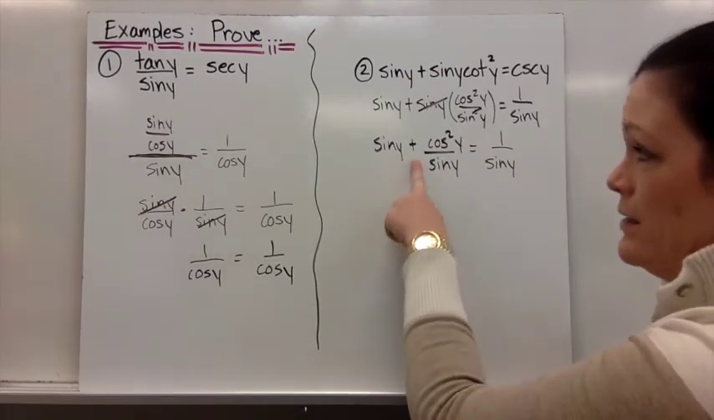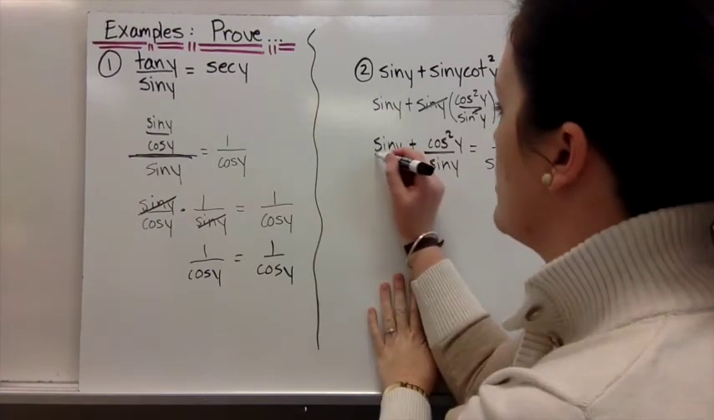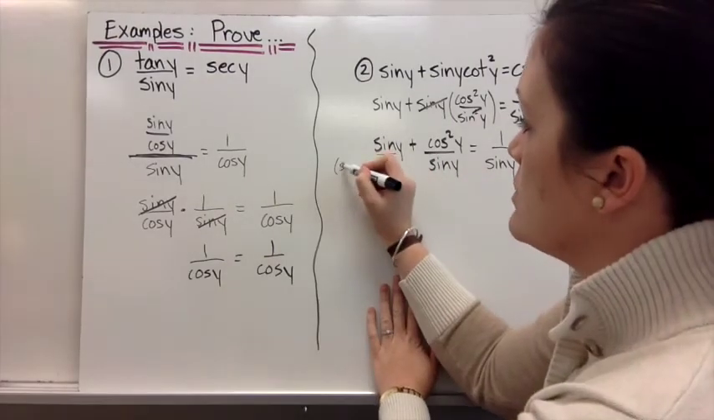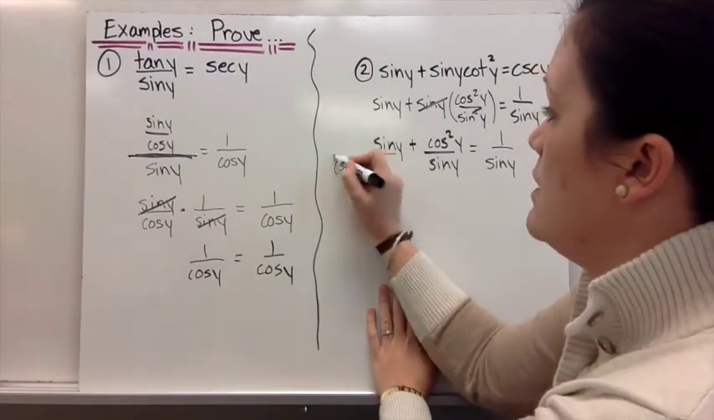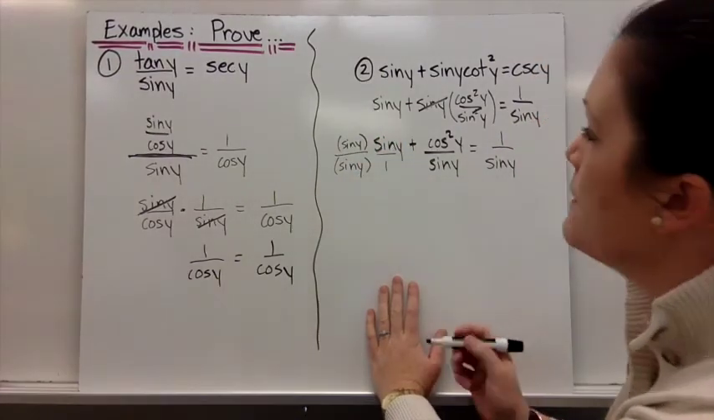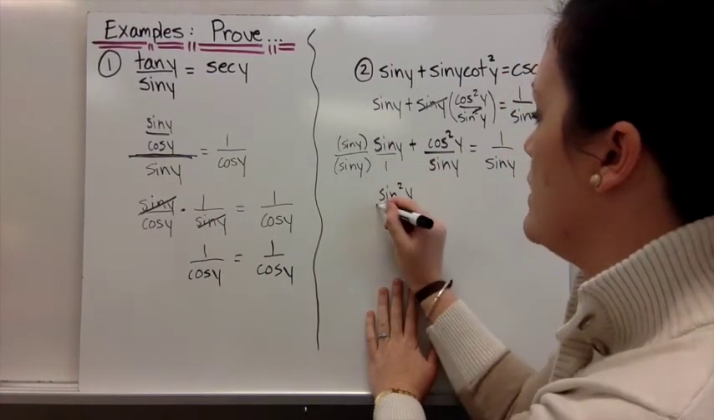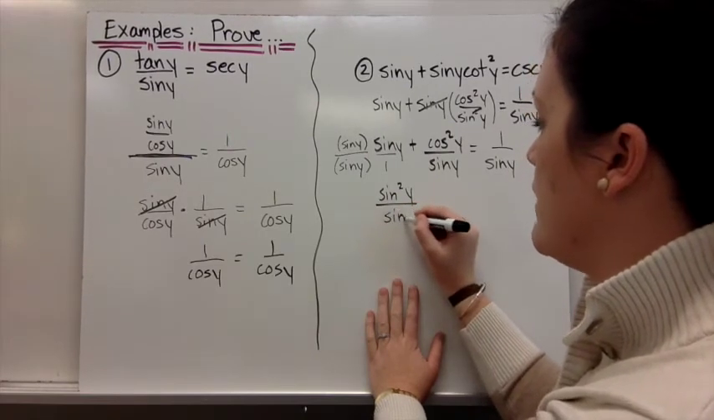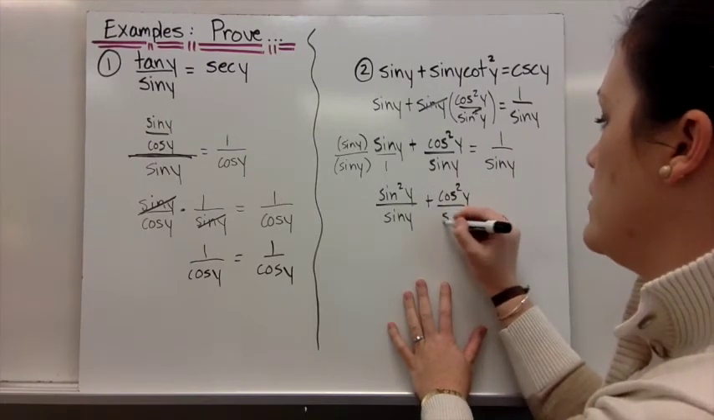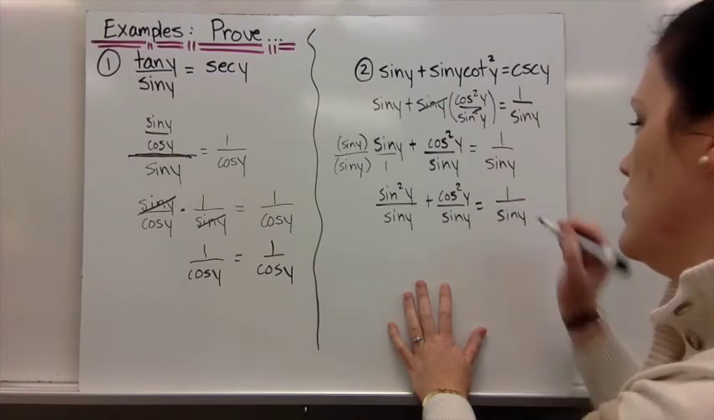Now these two are adding. I can't add without a common denominator, so I'm going to work on getting a common denominator. This one has a 1 right now. So to make this one have a sine of y, I need to multiply it by sine of y. And then what I multiplied the denominator by, I have to also multiply the numerator by. So now I would have sine squared y in the numerator divided by the sine of y plus cosine squared y divided by the sine of y equals 1 over the sine of y.